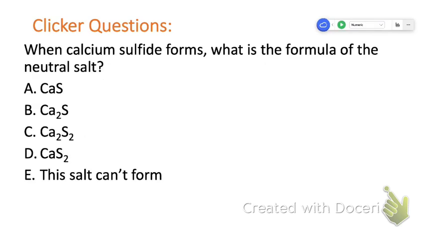So which of these is an appropriate formula for a neutral salt that you form between those two elements we've just been talking about? Try to answer on your own first, and then compare with a neighbor.